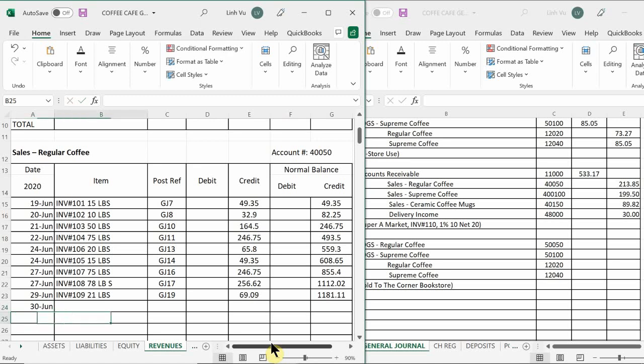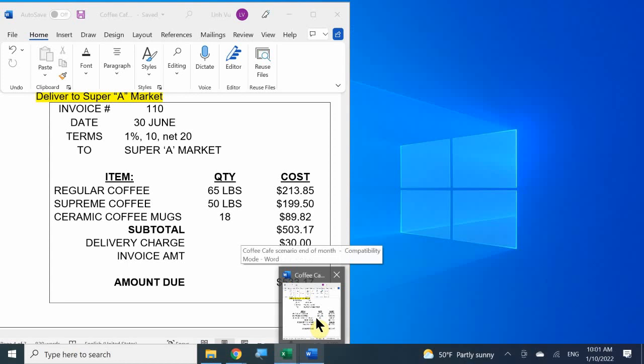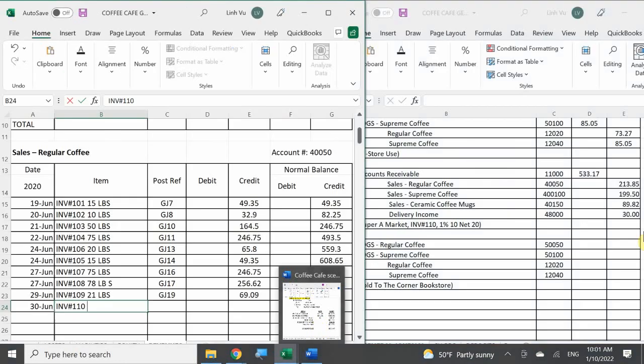1531.95. So now we got to update our sales. So revenues. We got sales for the regular coffee by the pound. Invoice number 110. How many pounds of the regular coffee did we sell? 65 pounds.